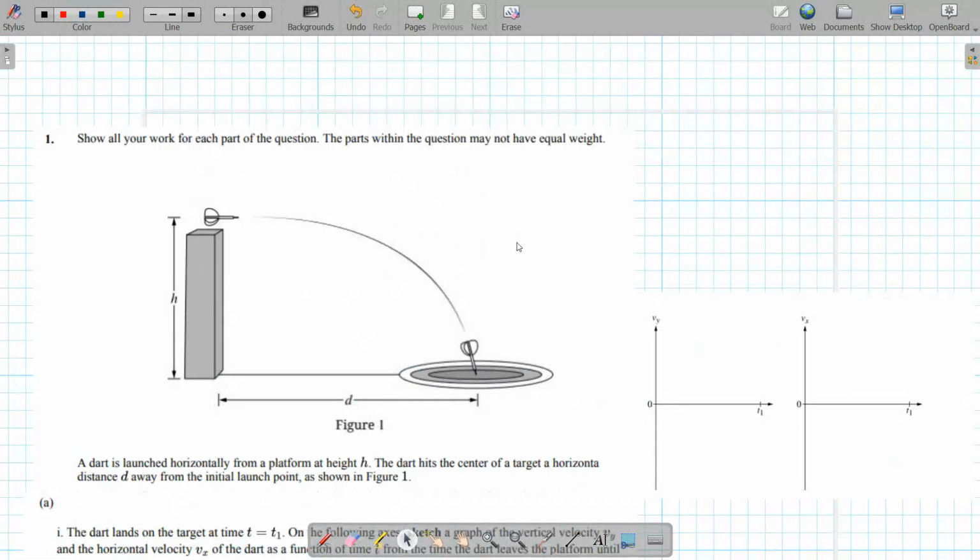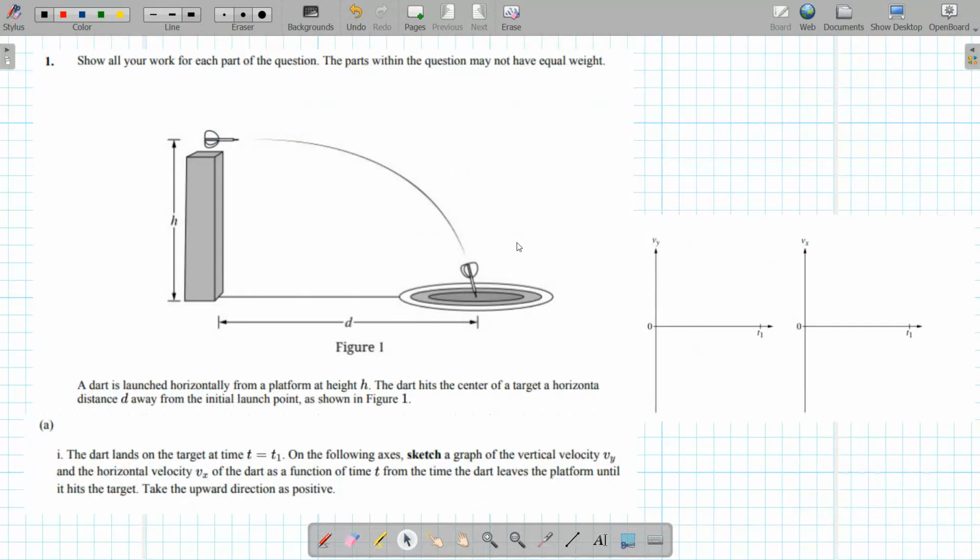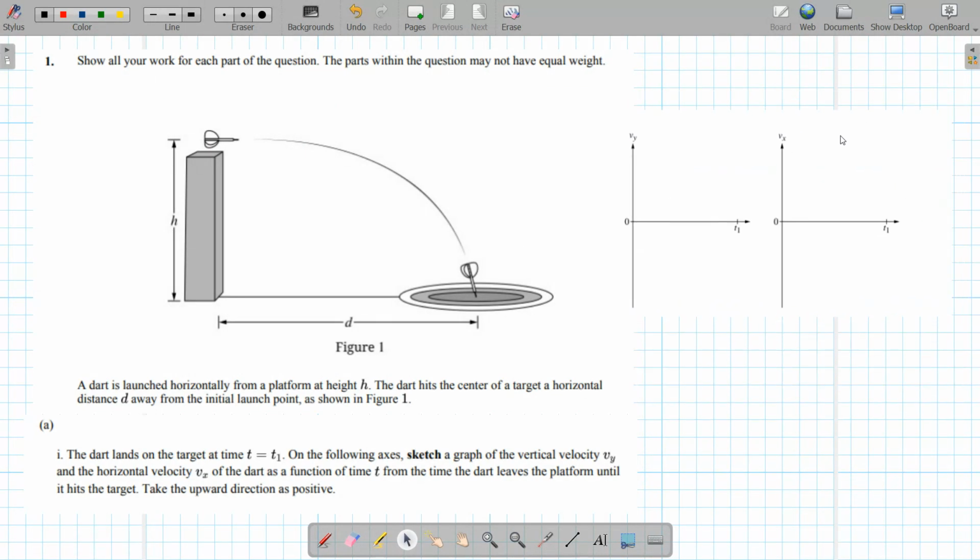All right, so for question number 1, it says show all your work for each part. It says the dart is launched horizontally from the platform of height H, and it hits the center of the target, and the distance is D from the initial launch point. So they're talking about a horizontal distance. I kind of covered up the word horizontal, my bad. It says the dart lands on the target at time equals T1.